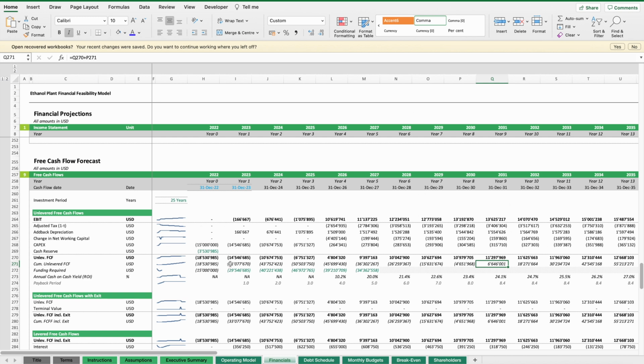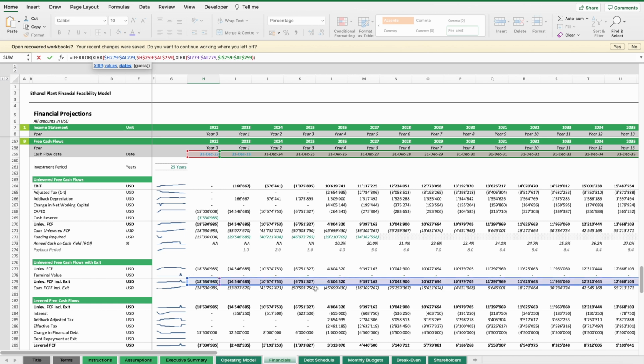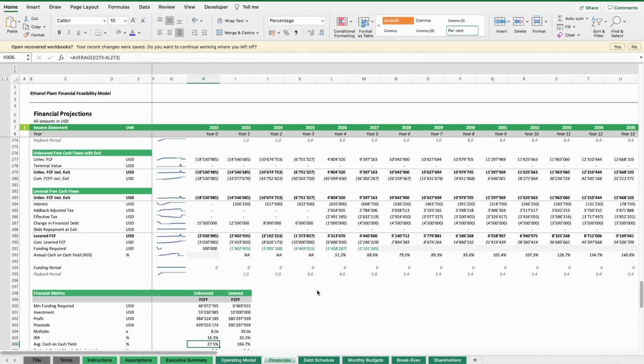For the IRR, we have a formula down here, and we can basically calculate what will be the IRR for this plant. And that's it. Five questions from finance people whenever you need to build your next ethanol plant.